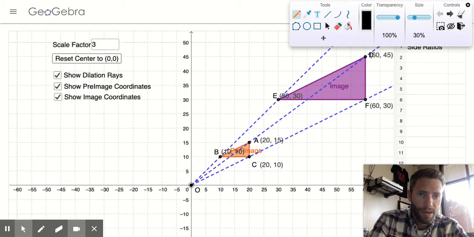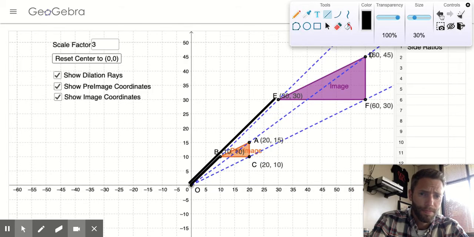I'm going to use the line tool. Hang on. There we go. Compare this distance right here to this distance right here. Okay. And think about how many times larger the second segment is there, OE, than OB.